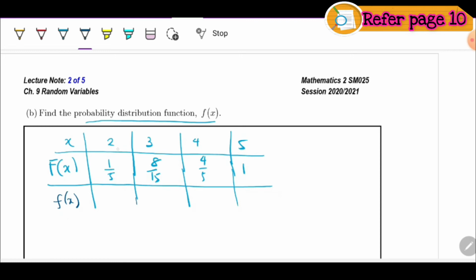To find x equals to 2, we use F2 minus F1, so we get 1/5. To find the probability when x equals to 3, we use F3 minus F2, which is 8/15 minus 1/5, then we get 1/3. When x equals to 4, we use F4 minus F3, which is 4/5 minus 8/15, then we get 4/15. When x equals to 5, we use F5 minus F4, which is 1 minus 4/5, then we get 1/5.